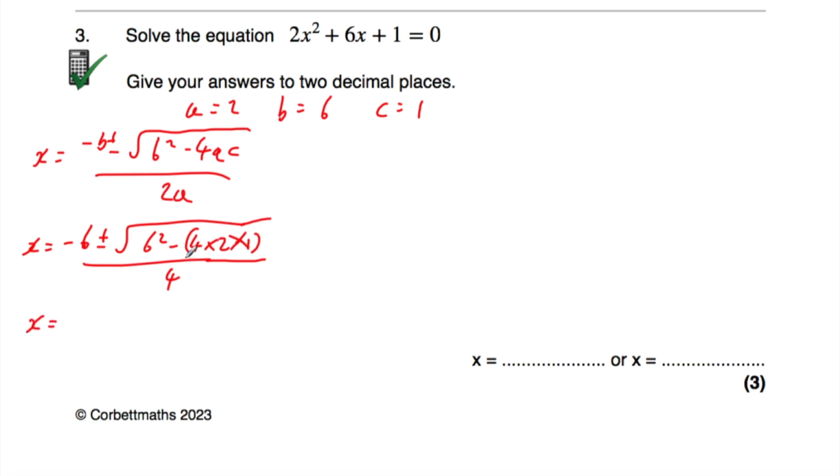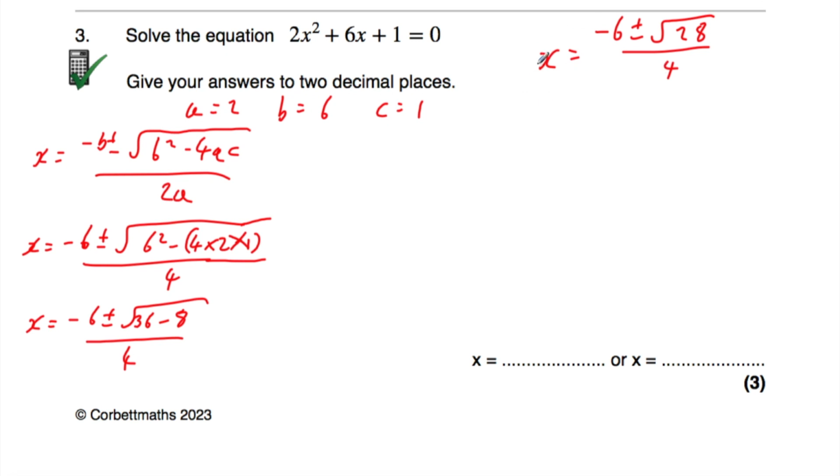So that means that x is equal to, let's work out the bit under the square root sign. So we've got negative 6 plus or minus the square root of 6 squared, that's 36, subtract 4 times 2 times 1, 4 times 2 is 8, times 1 is 8, all divided by 4. So we've got that x is equal to negative 6 plus or minus the square root of 36 minus 8 over 4. Now 36 minus 8 is 28, so that means that x is equal to negative 6 plus or minus the square root of 28 divided by 4. So let's get our two possible solutions.